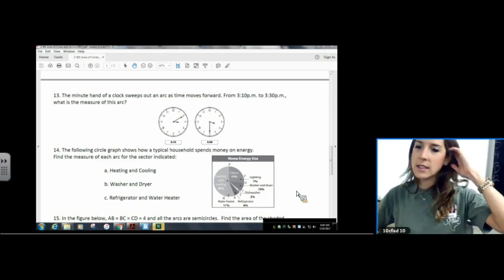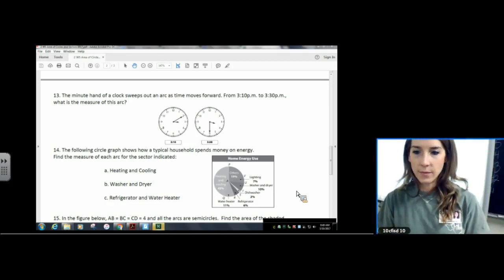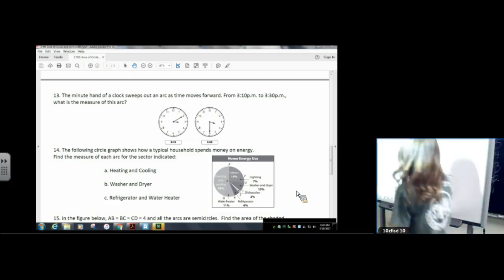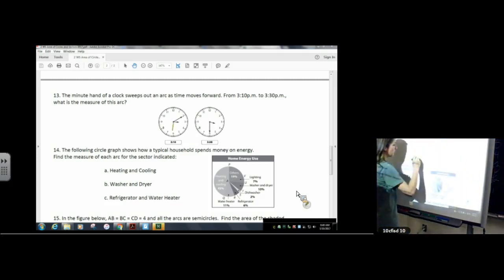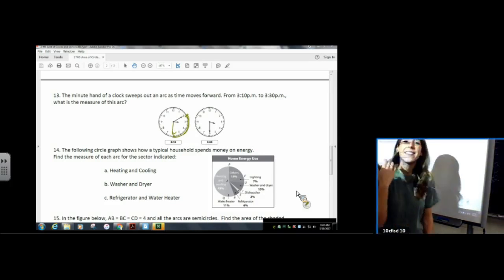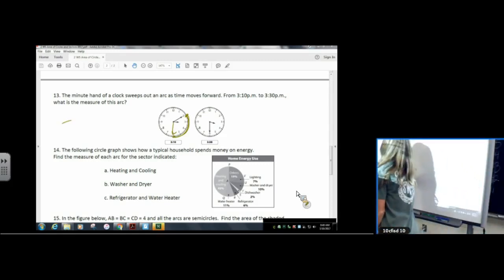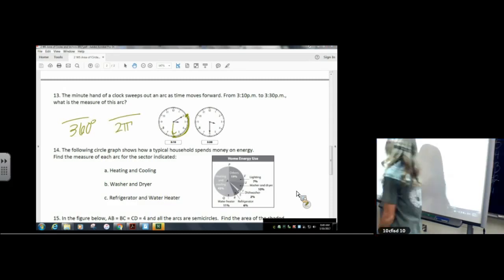Remember, humans have a height and a weight. Two different measurements about the same human. Arcs have a length and they have a measure. Measures are out of 360. Lengths are out of circumference.